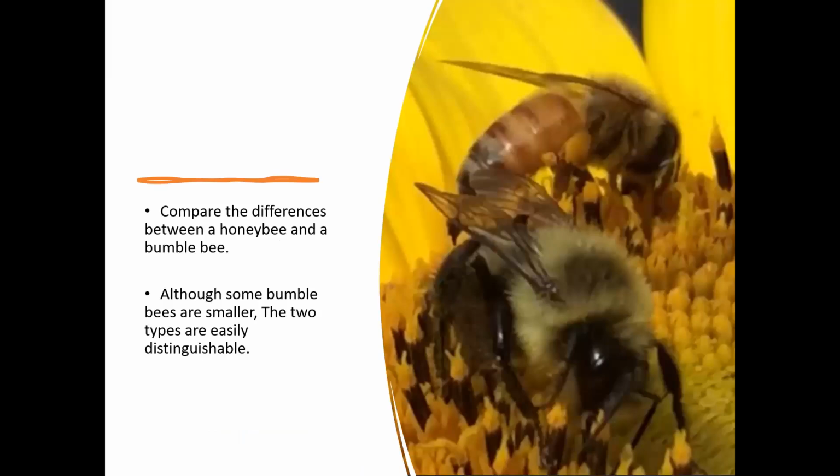And comparing the differences between a honeybee and a bumblebee, you can see they're pretty easy to tell apart. Bumbles tend to have the white or yellowy color and black bands, and they tend to be a lot furrier or hairier than the honeybees do.